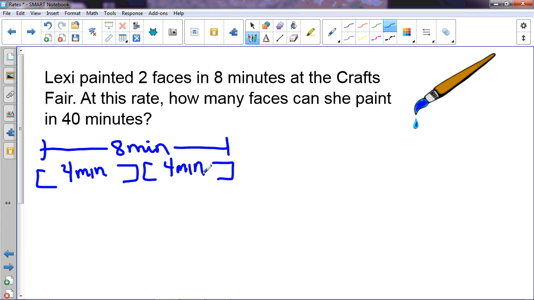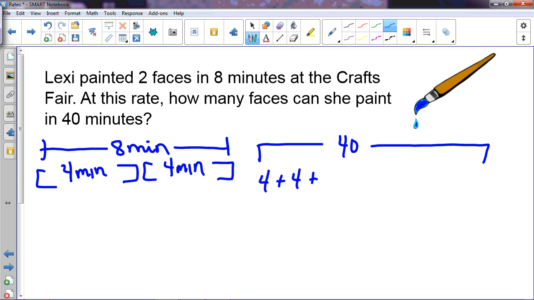Well, if we split 8 minutes in half, we'd find out that it takes 4 minutes to paint 1 face. So, if it takes 4 minutes to paint 1 face, and they want us to figure out how many she can paint in 40 minutes, ask yourself, if I start with 40, how many 4 minutes are in 40 minutes?